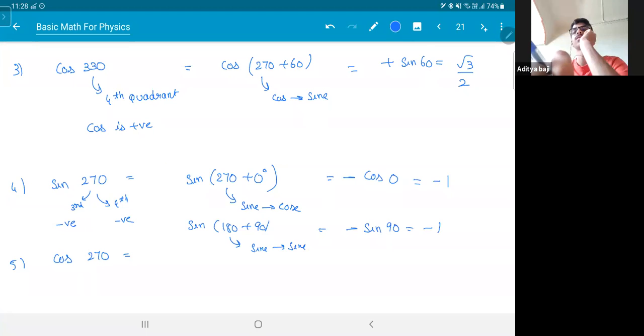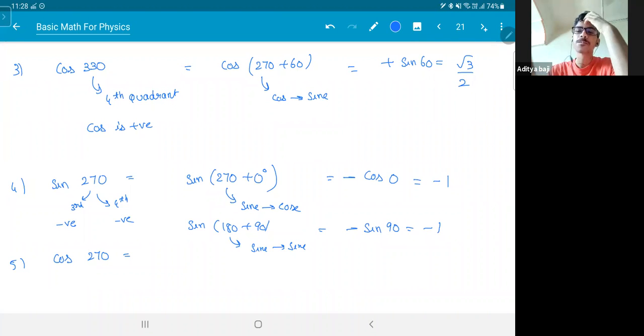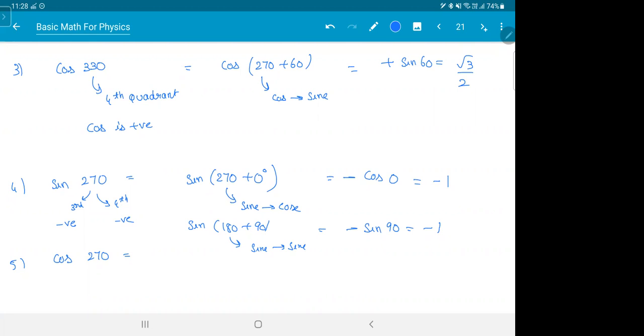Agreed? Sir, can we write 360 minus 90? You can write that, but let me show you how to do 360. There is an easier and faster way. Any doubts on sine 270, please ask me. Cos 270, any answers?